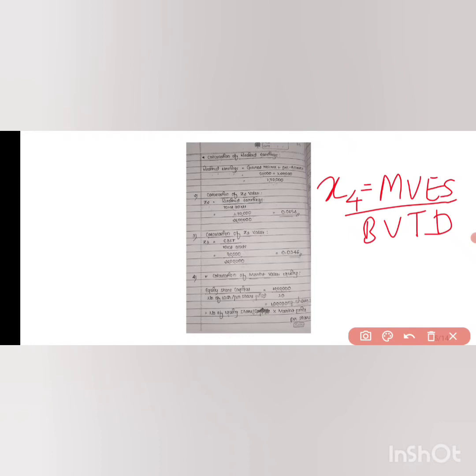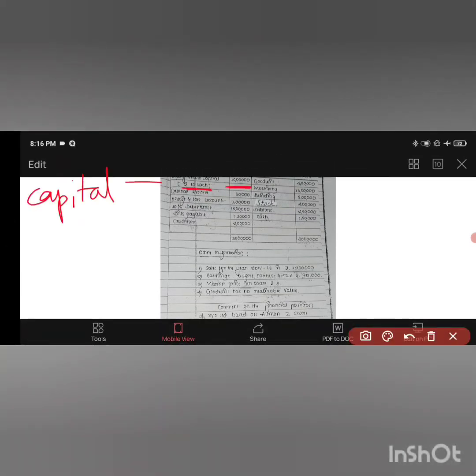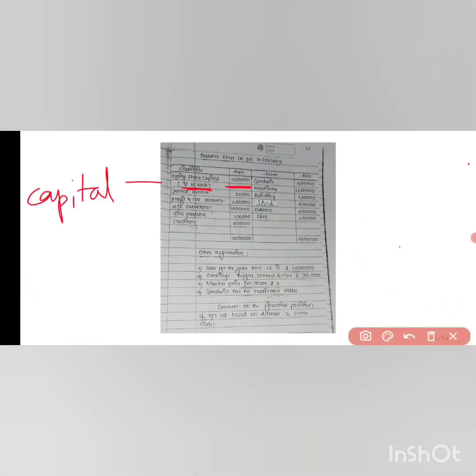Okay, so market value of equity shares divided by book value of total debt. This is our formula. So see here in the question they have given us one information. Equity share capital is 10 lakh and the price per share is rupees 10. Capital they have given us and they have given us price per share.